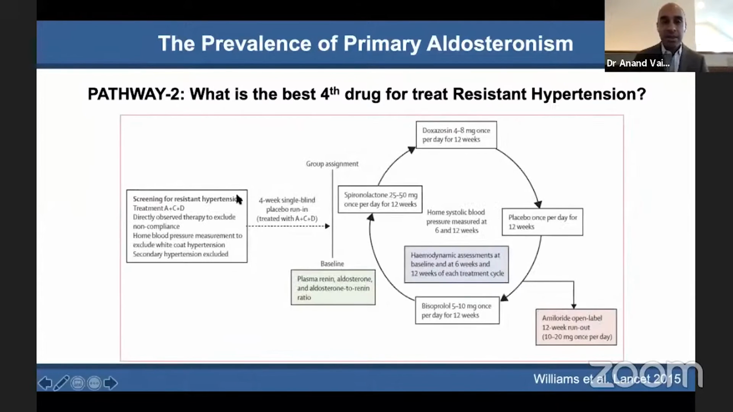And what they did was they took patients with resistant hypertension, and a hypertension expert excluded secondary hypertension. In other words, they measured a renin and aldosterone, and they themselves decided, I don't think you have primary aldosteronism because the aldo-renin ratio or aldosterone is not high enough. And then they entered this study where they were randomized and crossover to spironolactone, doxazosin, bisoprolol, or placebo. So alpha blocker, beta blocker, or MR antagonist, or placebo.